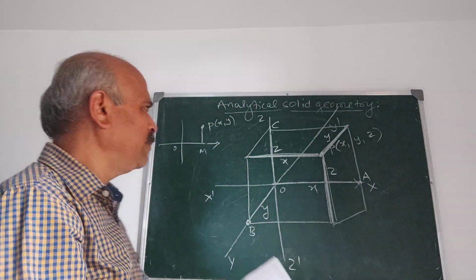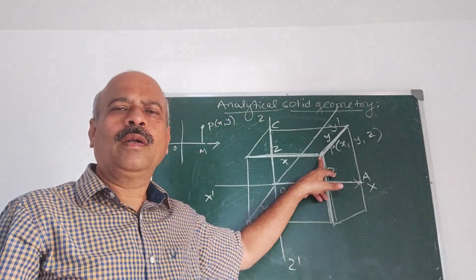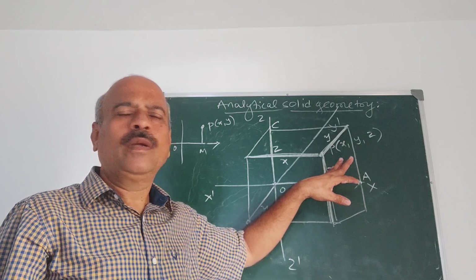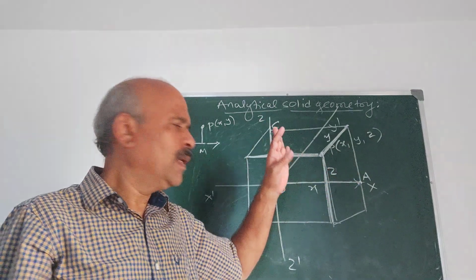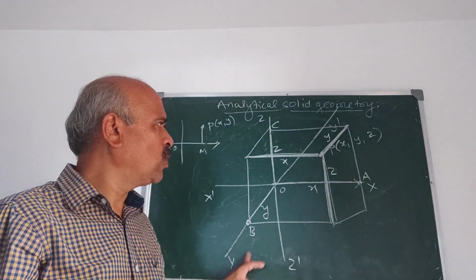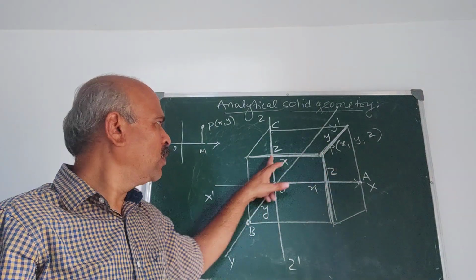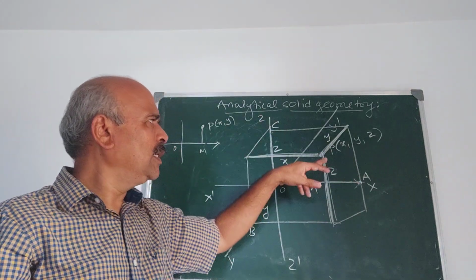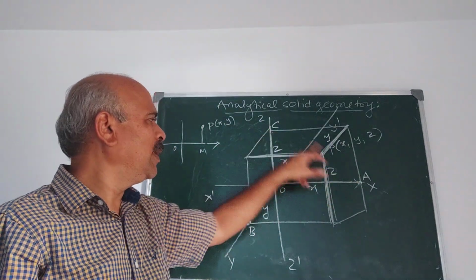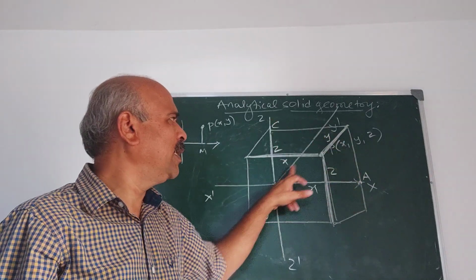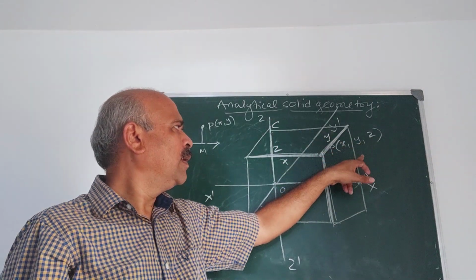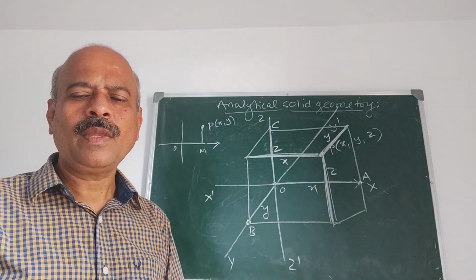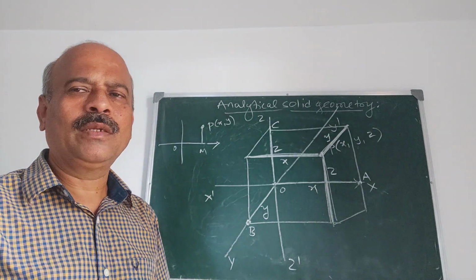But in 3 dimensions, coordinates of a point are the perpendicular distances from the coordinate planes. Distance from the XY plane is called the Z coordinate. Perpendicular distance from the YZ plane is called the X coordinate. Perpendicular distance from the XZ plane, XOZ is called the XZ plane, is the Y coordinate. This is about coordinates of a point.